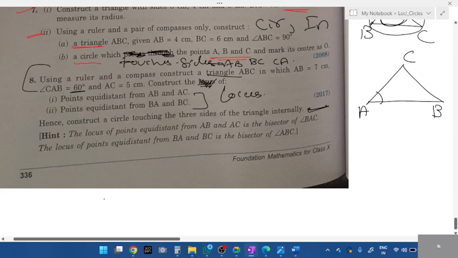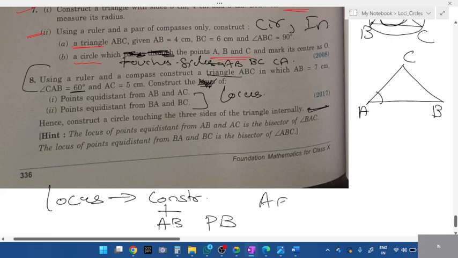The meaning of locus is construction plus circumcircle. Sorry, angle bisector, perpendicular bisector. Only because of the word locus, students get confused. So this is nothing but a normal triangle construction plus angle bisector, perpendicular bisector. Even if locus is not given, a point equidistant from AB, BC is given. When two arms are given, what is it? Angle bisector or perpendicular bisector? All of you respond.